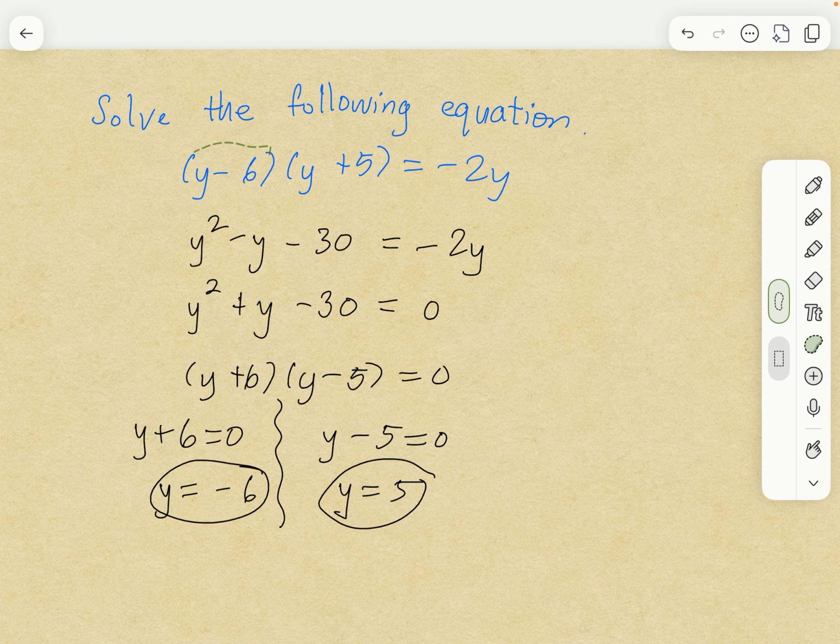Then if you plug in 5, you get negative 1 times 10, which is negative 10, and on the right, it is also negative 10. So these are the two numbers that satisfy the equation.